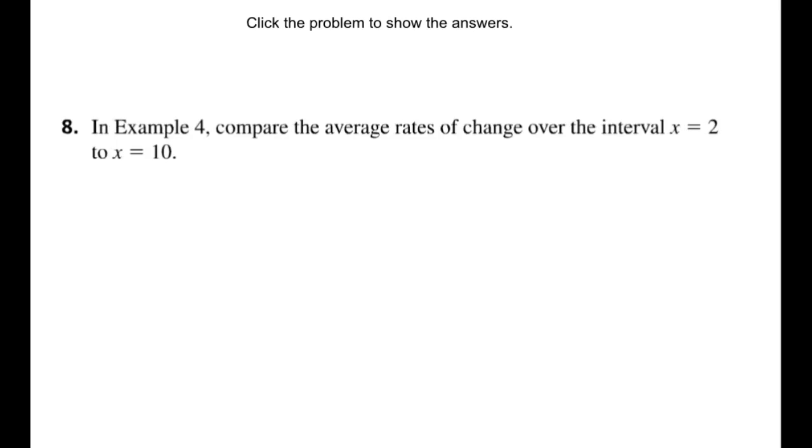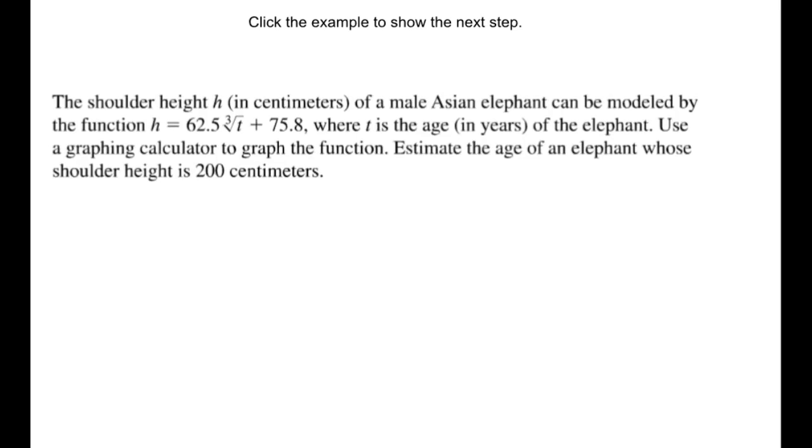Okay, so now here's a different interval for you to go look at that last problem on. So here's another example we're looking at. The shoulder height in centimeters of a male Asian elephant can be modeled by this function: H equals 62.5 times the cube root of t plus 75.8. And remember, we're looking in centimeters here, where t is the age in years of the elephant. Use a graphing calculator to graph the function, then estimate the age whose shoulder height is 200 centimeters.